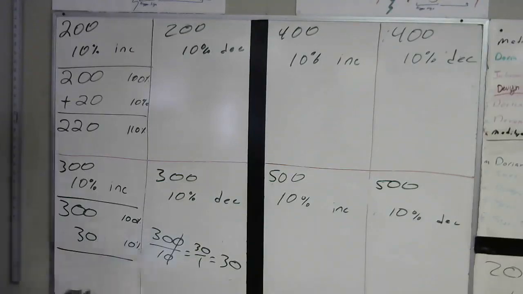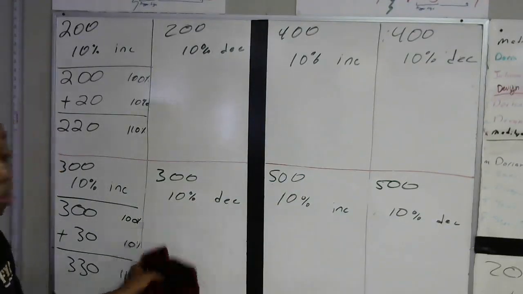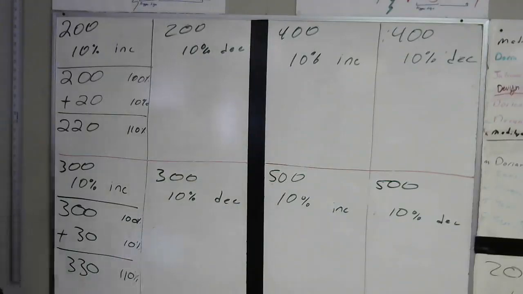Now to do an increase, we add them together. We add the 300 and the 30, and you get 330. This is what we call 110%. Okay. Now let's do some decreases.